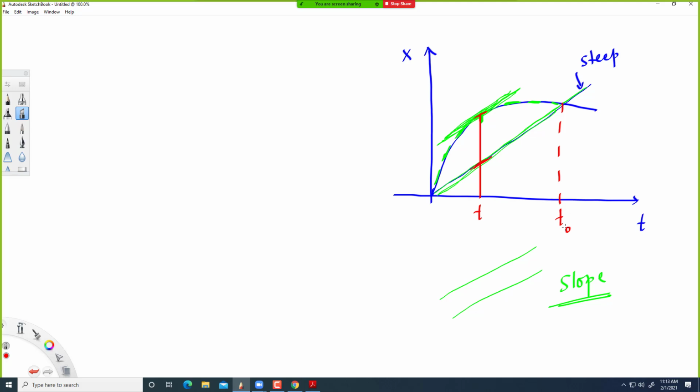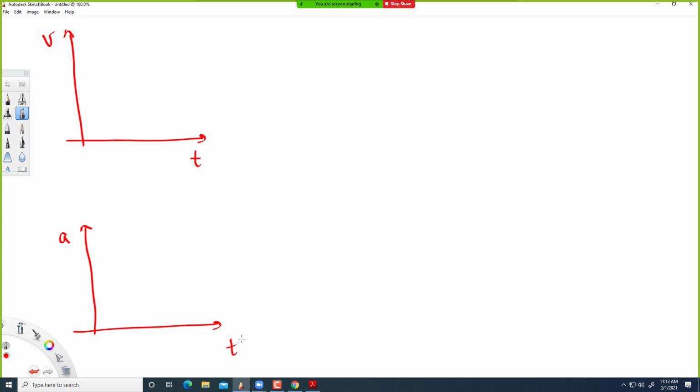Okay. Now let's look at number 9. We talked about this a little bit last time. So let's say you are given velocity versus time or acceleration versus time. So how do you find displacement from this graph? That means going one step backward.